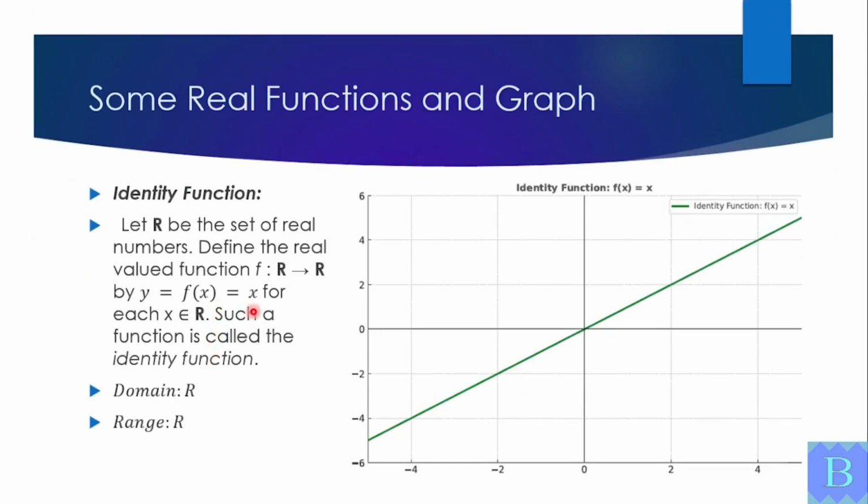1. Identity function. It is defined as f(x) = x. Domain is R. Range is R. Graph is a straight line passing through the origin.